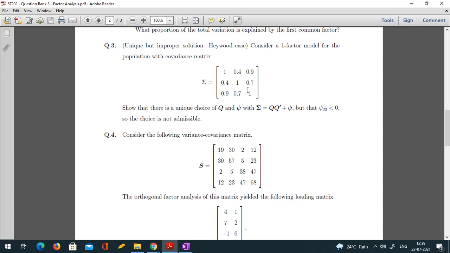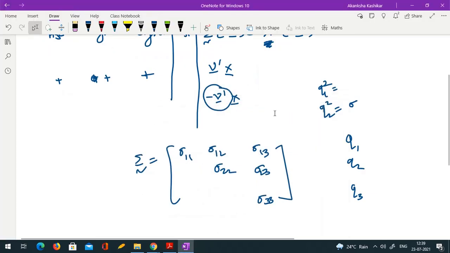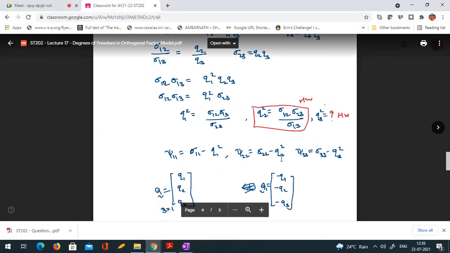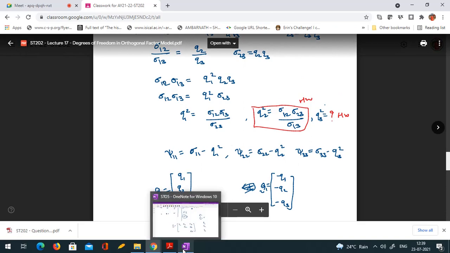So here also you are not supposed to use the PCA method. Here also you are supposed to use this method. Same thing. This, and then you will get psi33 to be negative.